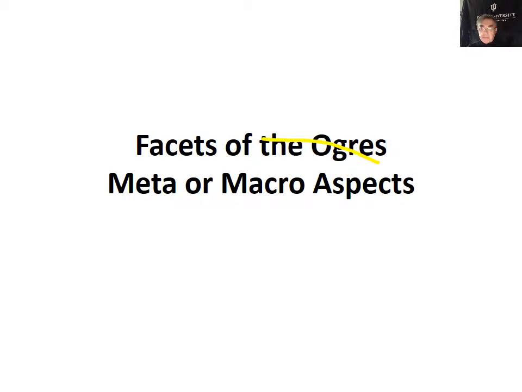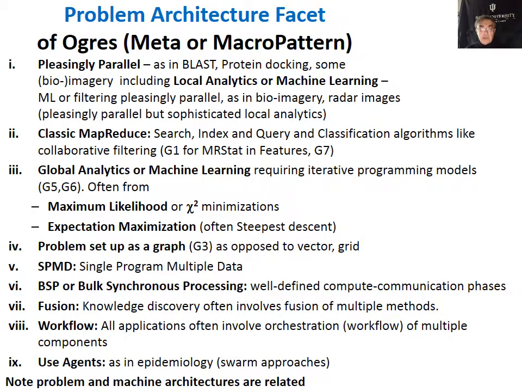So now we finally come to this classification, which builds on the features we've already done, and just re-lists those features, viewing them as patterns, not as features. So here we have the so-called problem architecture facet. This is work done with Shantenu Jha and Judy Qiu, and we are trying to make more explicit than people have in the past that when you look at the characteristics of a problem, you actually have to look at it from different points of view. We call those points of view facets.